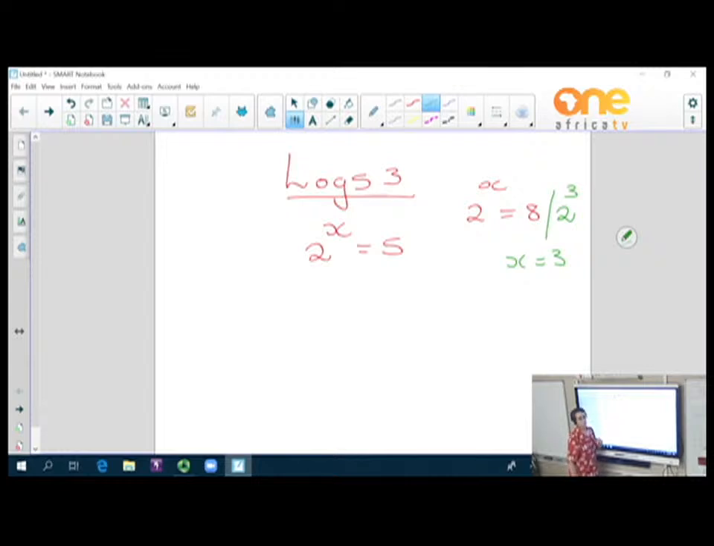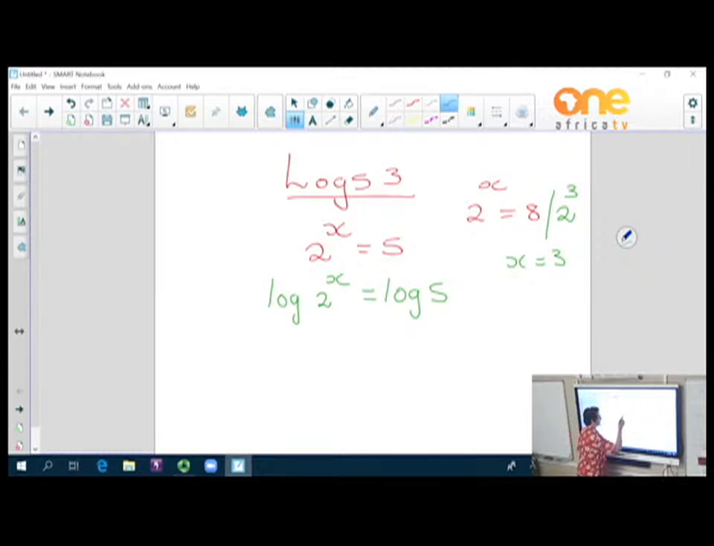Come to an example like this, it's not so easy because I cannot change 5 to base 2. So now we use the method where we log on both sides. As long as you do it on both sides, we can do it. What I do on the one side, I do on the other side. So I log both sides.